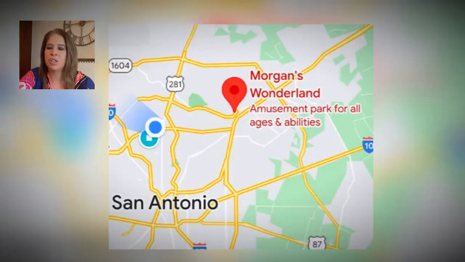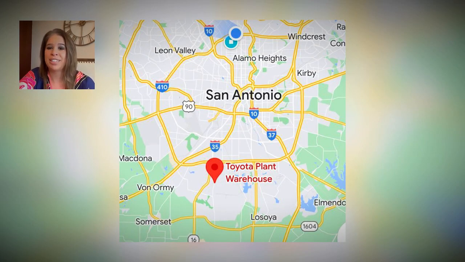And we also have Morgan's Wonderland. And Morgan's Wonderland is a family fun park for everyone, but it is the only ultra accessible theme park. So it makes it pretty cool for folks that have disabilities and wheelchairs, and they make that accessible for them. So that's awesome. We also have the Toyota plant on the south side. So if you drive a Tundra, I believe you may be driving one from San Antonio.